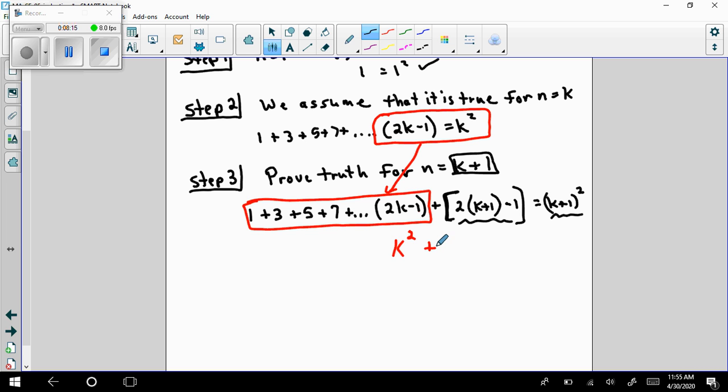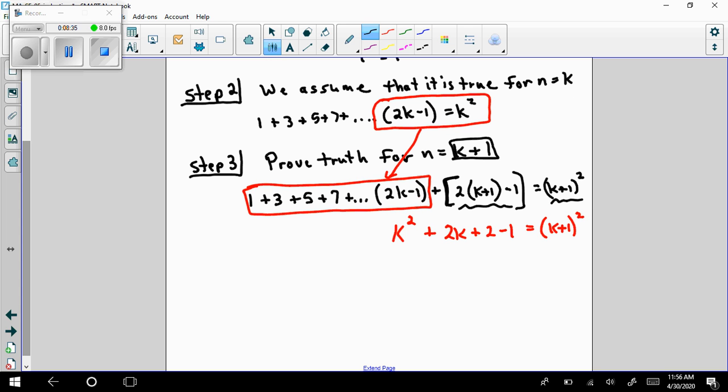And then here, if I distribute my 2, I have 2k plus 2 minus 1 is equal to k plus 1 squared. Okay, so mathematically, I should be able to work this out. If I FOIL out k plus 1 quantity squared, I get k squared plus 2k plus 1. The left side is equal to the right side. So I'm done.